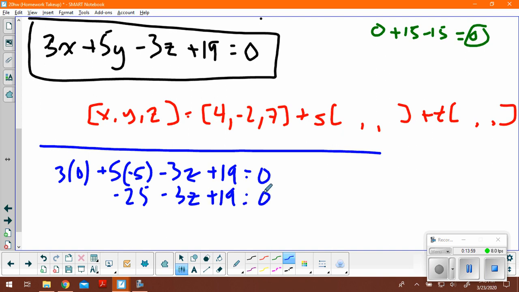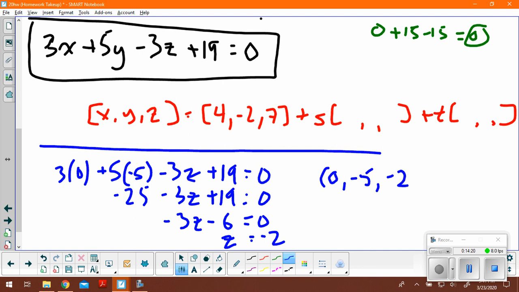-25 plus 19 is -6. So when I bring that around, it's going to be +6. So z is -2. Okay, so this is not a vector, this is a point. The point 0, -5, and -2 should be on the plane.